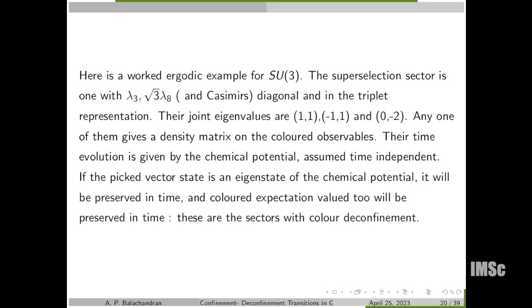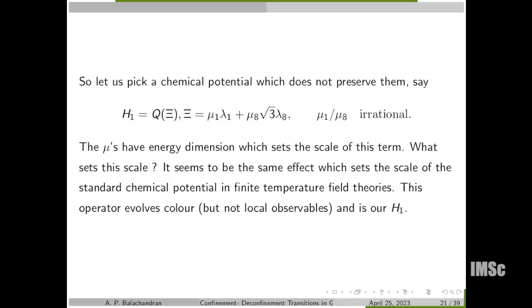So let me see what happens. What is the dynamics of the evolution? That's exactly what I'm going to do. Okay. So I diagonalize it.